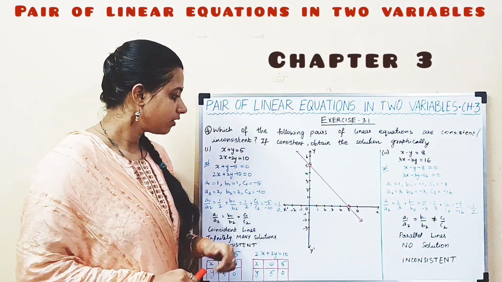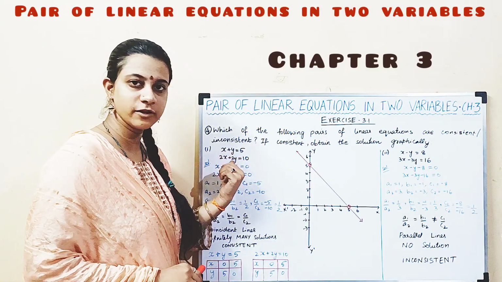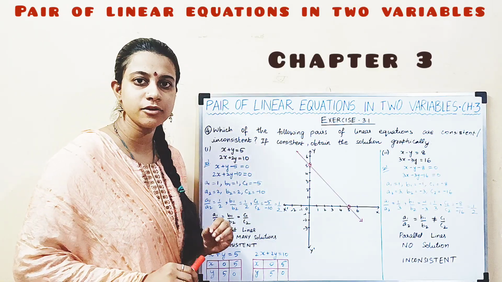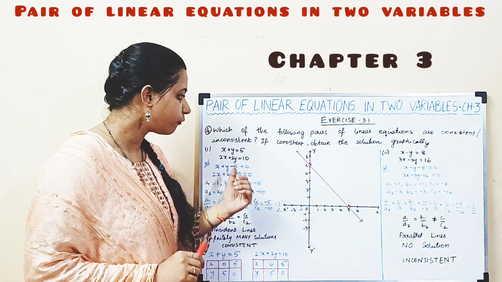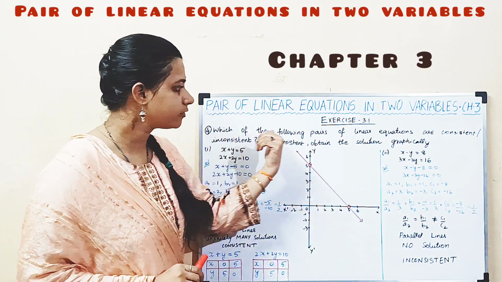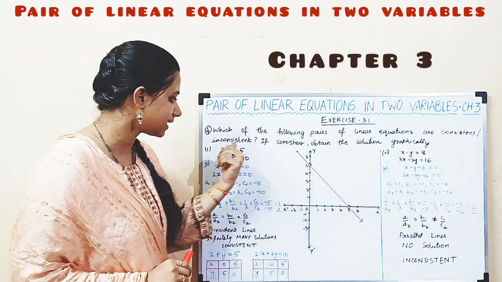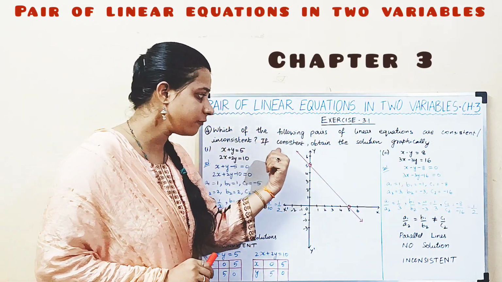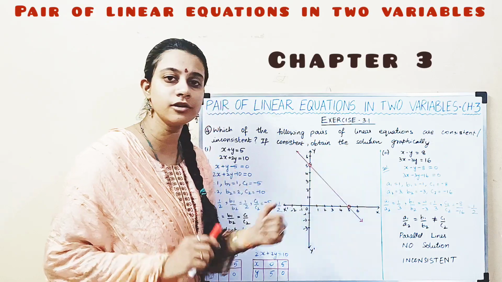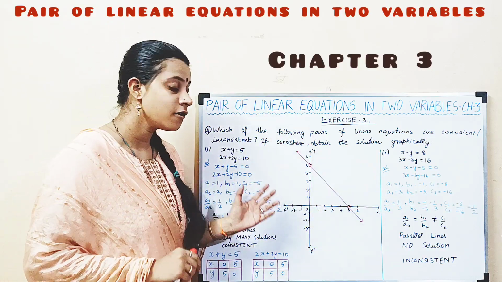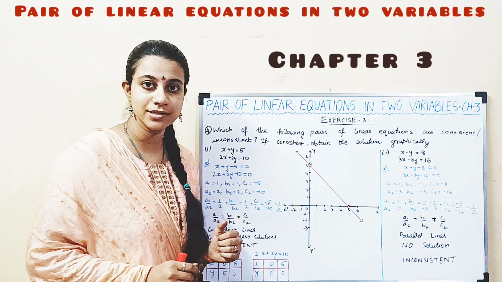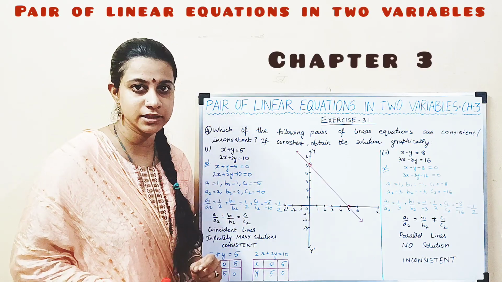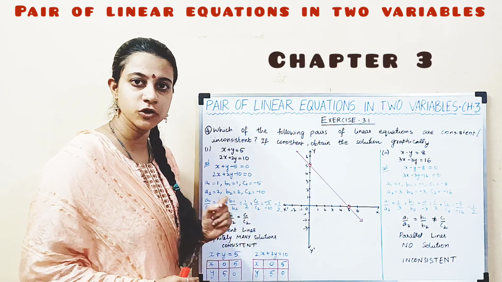In third question, we found whether the given pair of linear equations is consistent or inconsistent based on comparing the ratios. Okay. In fourth question, they are asking which of the following pairs of linear equations are consistent or inconsistent. If consistent, obtain the solution graphically. Here, first we have to find whether the given pair of linear equations are consistent or inconsistent. If consistent, we have to find the solution graphically.